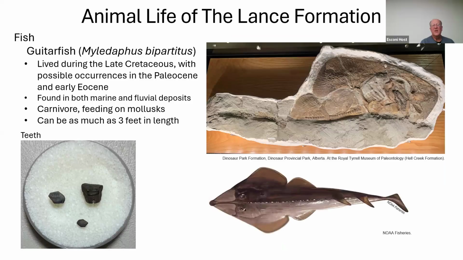Next is your skate. A lot of us call them rays, but they're a little bit different from today's stingrays. The skates do exist today too. They lived during the Late Cretaceous with possible occurrences in the Paleocene and early Eocene, at least these species were. Found in both marine and fluvial deposits. They were carnivores. The teeth, as you can see, were very flat and a very interesting shape. They fed on mollusks, thus you needed crushing teeth to do that. Their average size was around 3 feet in length.